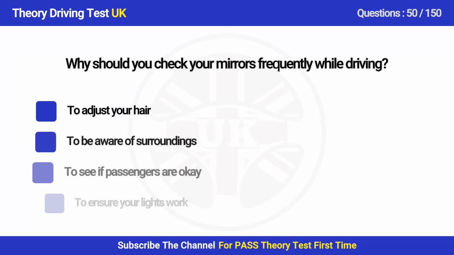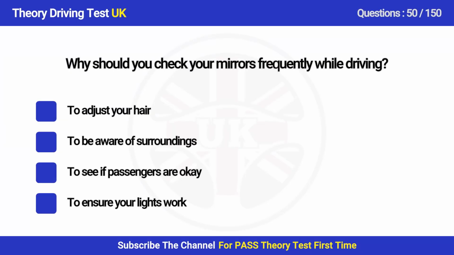Question 50. Why should you check your mirrors frequently while driving? A. To adjust your hair. B. To be aware of surroundings. C. To see if passengers are okay. D. To ensure your lights work.